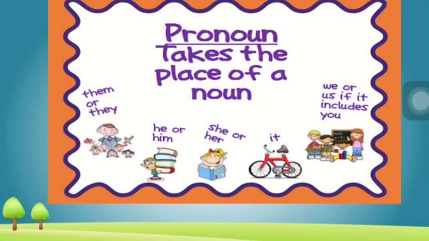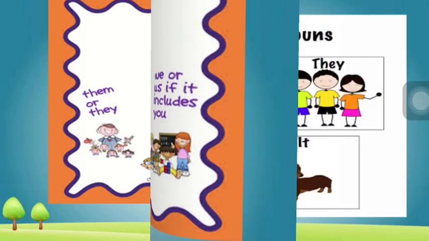What is a pronoun? A pronoun takes the place of a noun. What is a noun? A noun is the name of a person, place or thing. If we are using a noun again and again, then we use a pronoun in its place. I'll explain in detail how to use pronouns. Let's start.